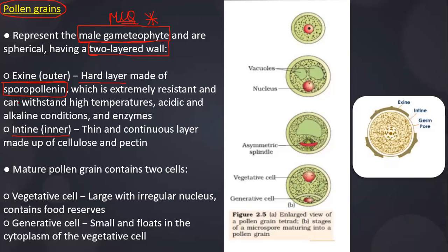The exine is made up of a substance called sporopollenin. I'll tell you why it is a frequently asked MCQ: this sporopollenin is extremely resistant, and it can withstand high temperature. It is also resistant to acid, so it can withstand any temperature. It can withstand any acid, any alkali, or any enzyme. Till today, no acid, no alkali, no enzyme has been found to destroy this particular layer of the pollen grain.